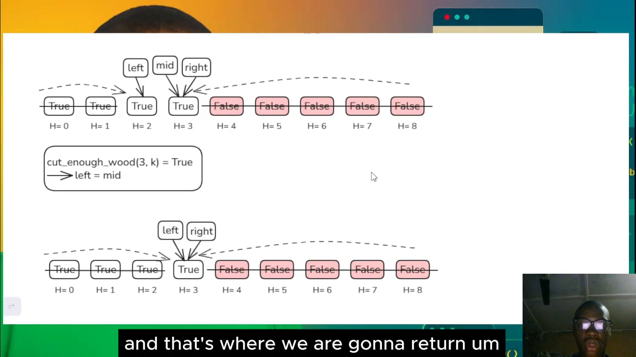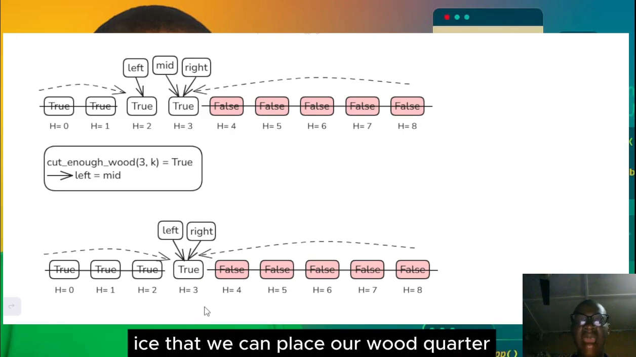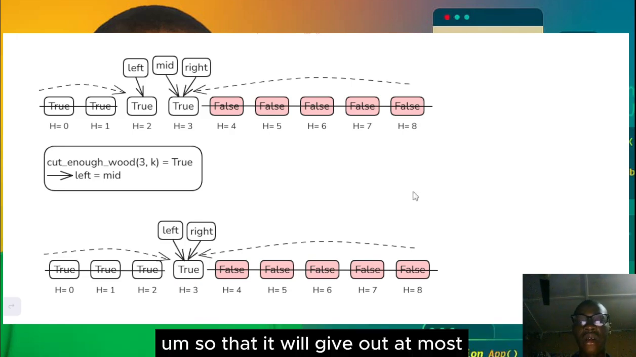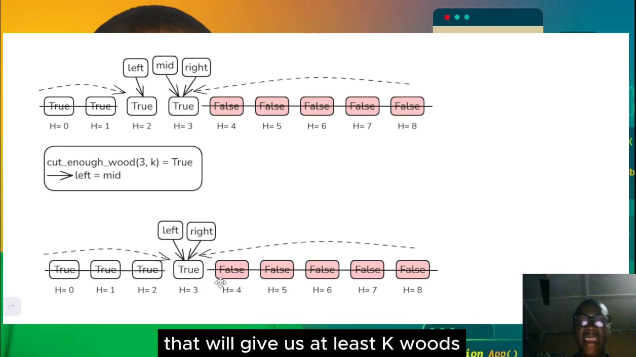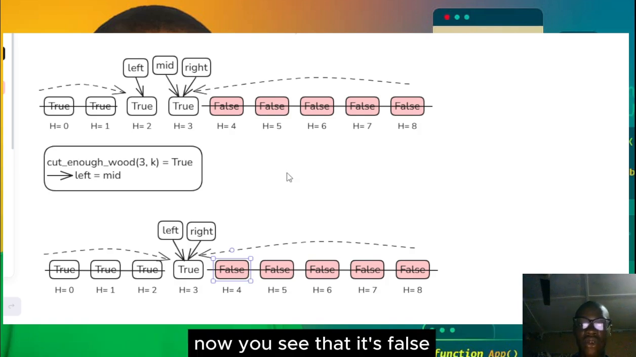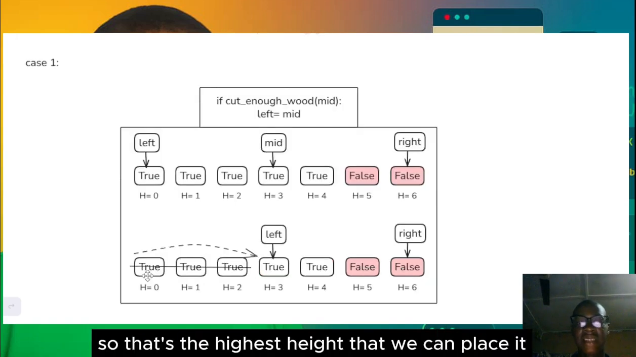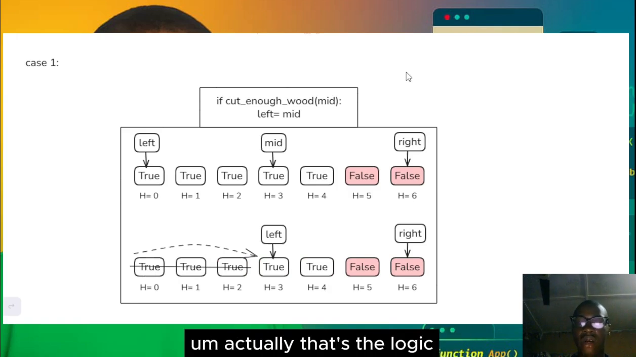going to return this particular h value 3. That is, h equals to 3 is the height that we can place our wood cutter so that it will give us at most, it is the highest height that we can place our wood cutter that will give us at least k wood. So if you see that if we place our wood cutter above it now, it's false. So that's the highest height that we can place it.